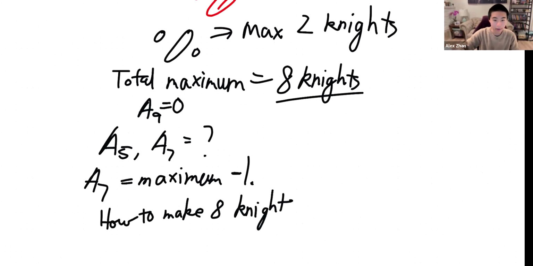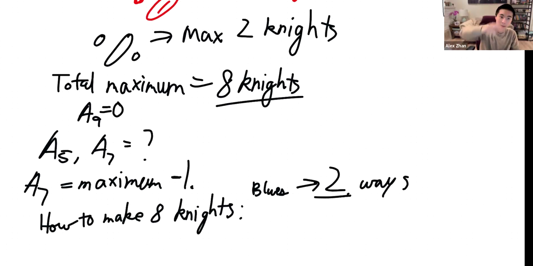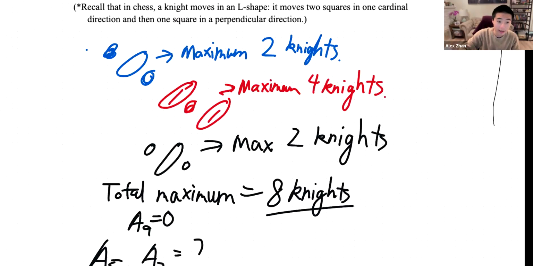If we first consider the blues, you have 2 ways for the blues, because as I said earlier, for the blues you could have chosen the 2 things on the 2 sides or the 2 things in the middle. Blacks also have 2 ways to achieve their maximum. And meanwhile, as for the reds, how would you put 4 knights into these red tiles? As I said, the only way is to put them on the 2 sides. So for reds, there is only 1 way.